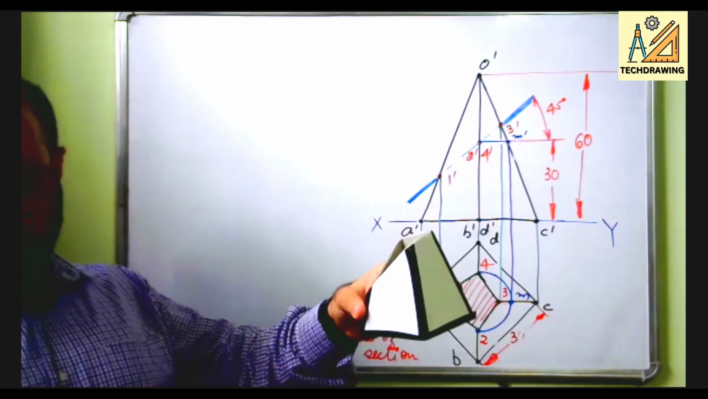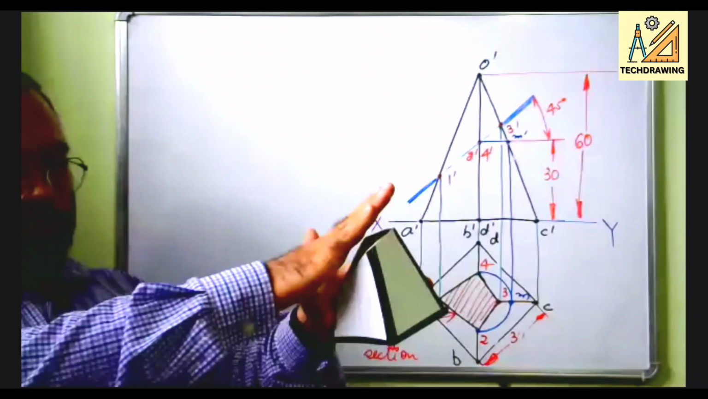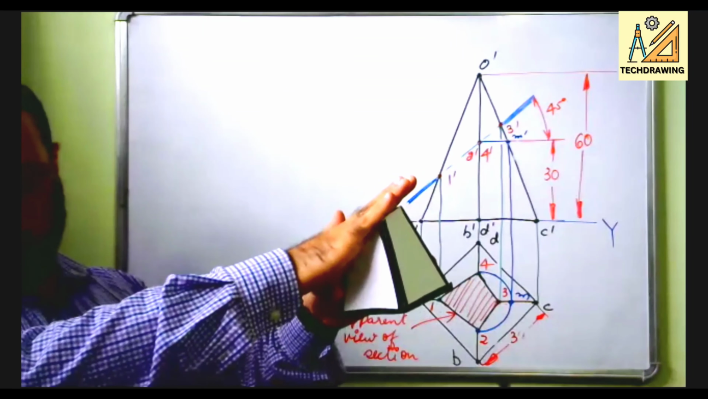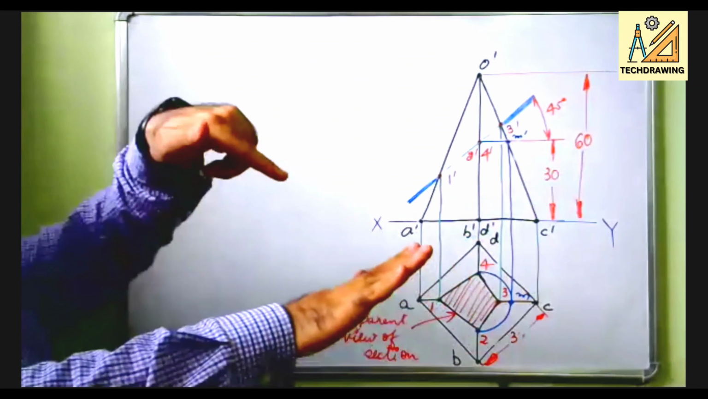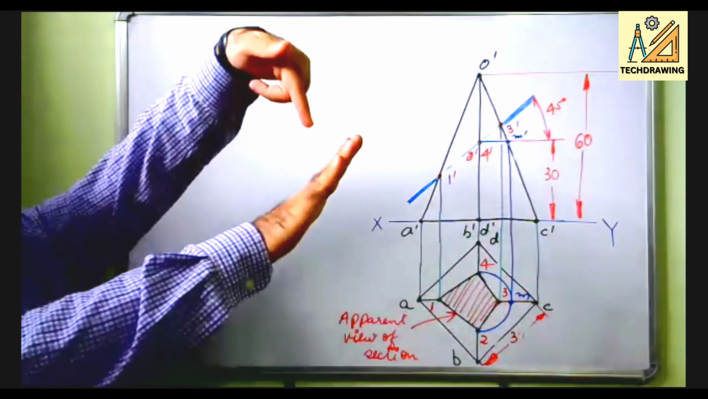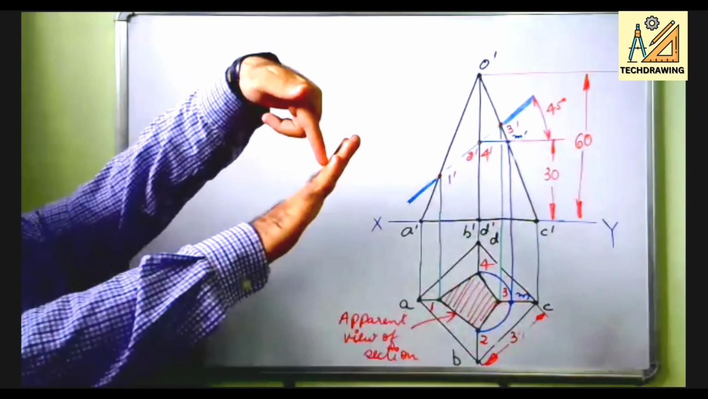Why it is an apparent shape: because this is the cutting plane. It has been cut like this. Let us say my hand is the cutting plane, and you are viewing it from the top like this. So it is inclined, isn't it? When you see it from the top, how will you be able to see the actual shape? It will be the apparent shape only. In actual it is this much, but when you see it from the top, it will be visible like this much only. That is why it is known as the apparent shape.